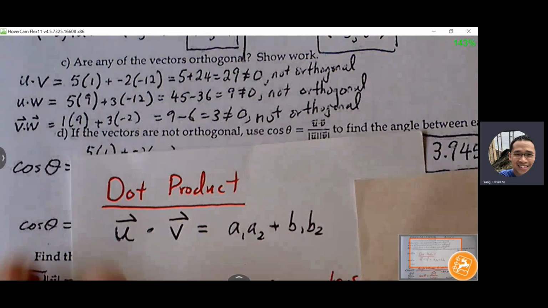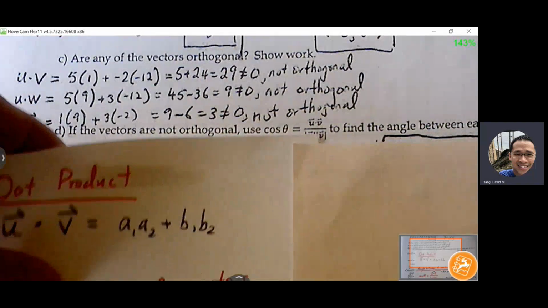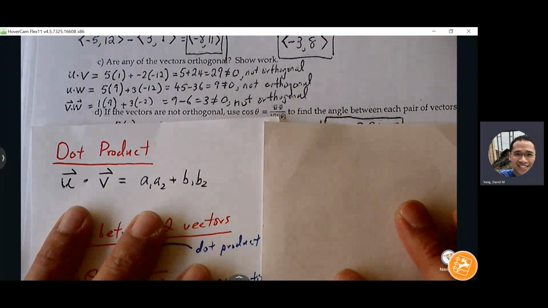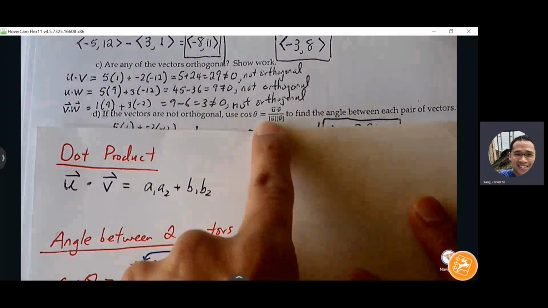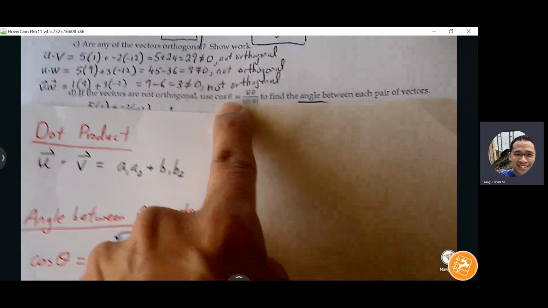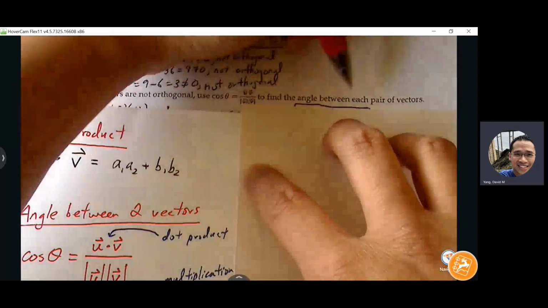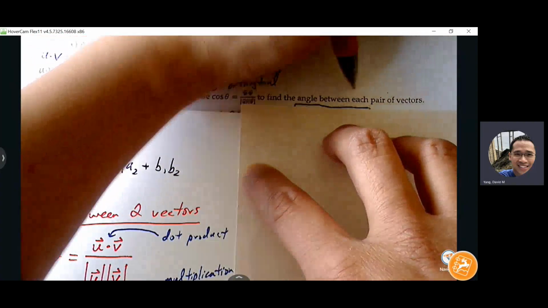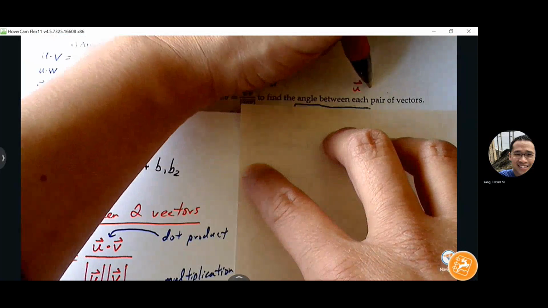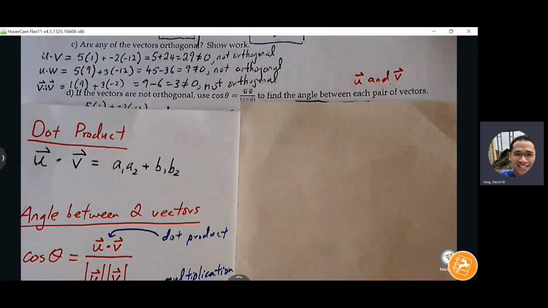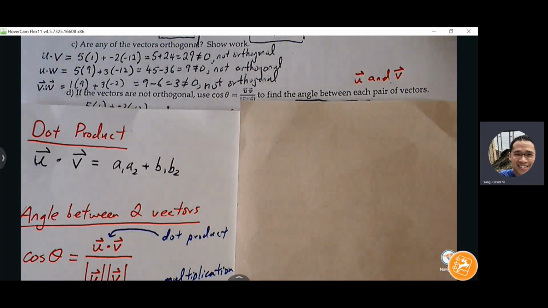Okay, for part D, we want to use the cosine formula, which I will provide for you on the quiz. I'll give this formula to you. I'll find the angle between the two pair of vectors. So I just want us to find the angle between U and V. I want us to have to do it for every one of them, because none of these three are orthogonal.